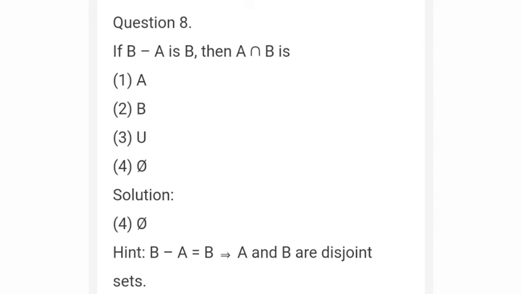Eighth one: if B difference A is B, then A intersection B is, first one A, second one B, third one U, fourth one empty set. B difference A equal to B means A and B are disjoint sets. Disjoint sets have no common elements in the intersection, that is the empty set. Then what is the answer? Empty set. Option 4 is the answer.